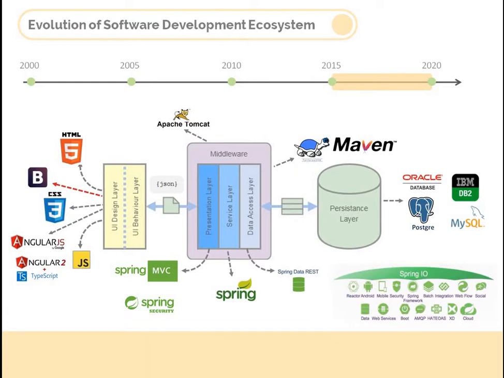Coming on to the code management, SVN started moving out, giving way to Git, which is now a popular choice for most of the companies.